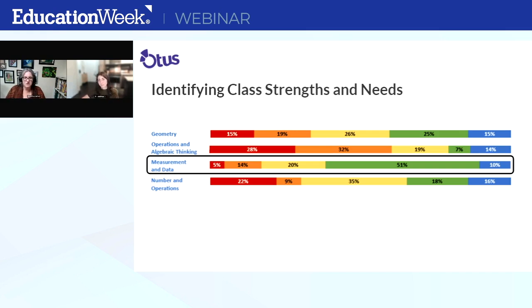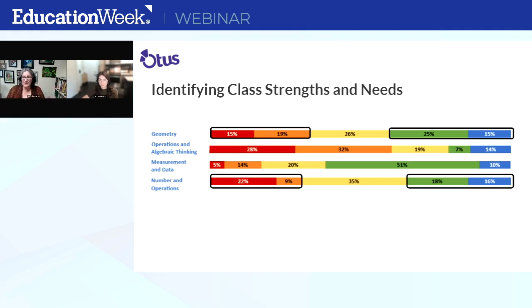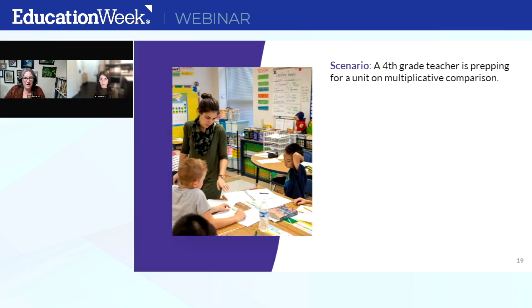And when I look at the other two instructional areas, geometry and number and operations, I have a pretty wide spread, a lot of kids at the top and a lot of kids at the bottom. So I'm going to need my whole toolkit ready to go: scaffolds, enrichment, a lot of robust things. So let's take this and apply it to a real scenario.